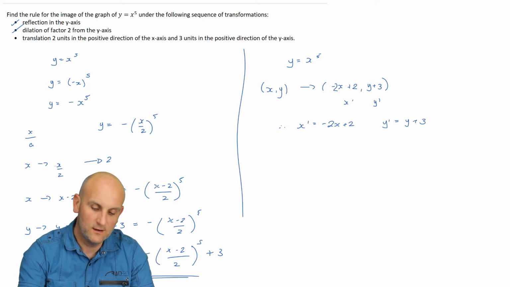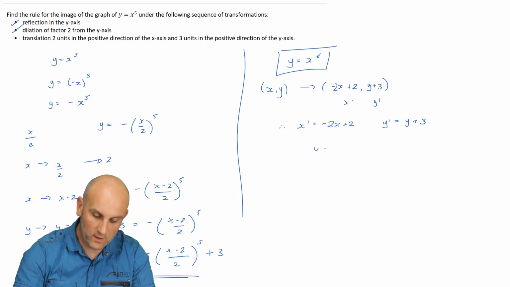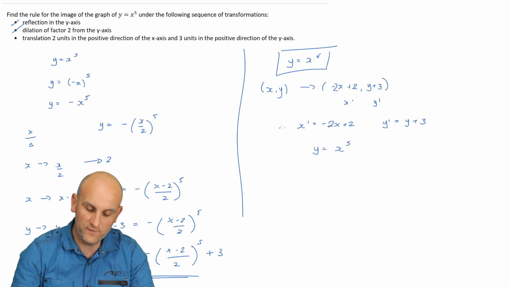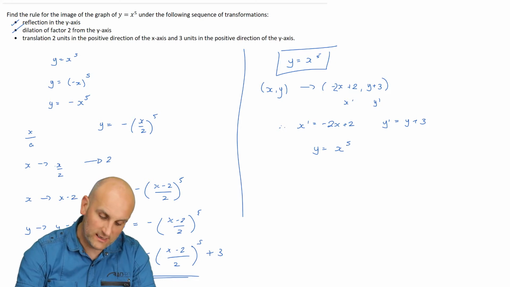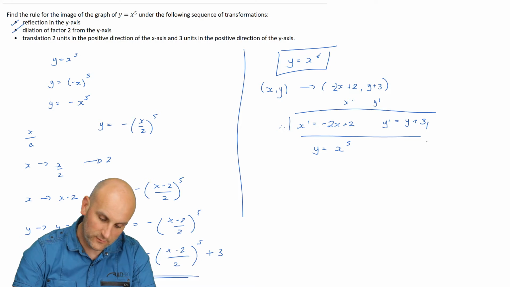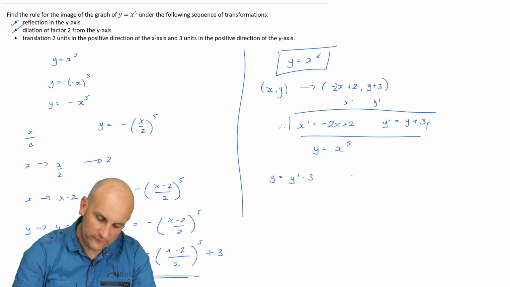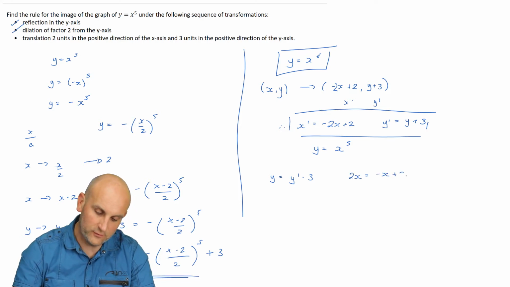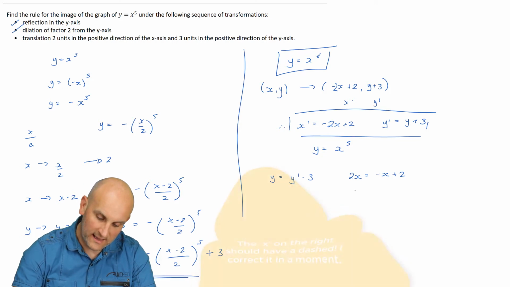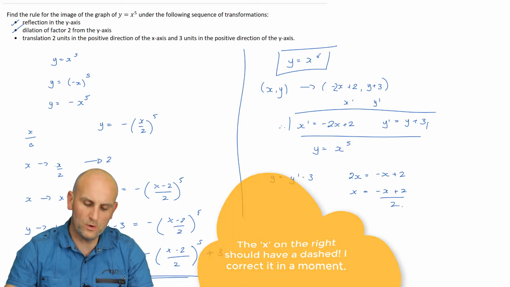Why are we doing this? We're trying to now put that information into my equation y equals x to the power of 5. So we need to rearrange these two equations so I can get y equals and x equals. So we know that y is equal to y dashed minus 3. And we know that if we have 2x is equal to minus x plus 2, so I'm swapping those over, and then x becomes equal to minus x plus 2 all on 2.